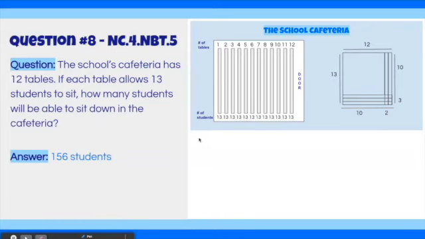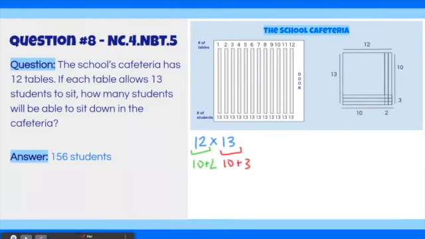So just like we did in the last question, we are going to use the distributive property for this one. So you have 12 tables and 13 students at each table. To find the total number of students, you're just going to multiply 12 and 13. So now we're going to rewrite this 12 as 10 plus 2. We're going to rewrite this 13 as 10 plus 3.